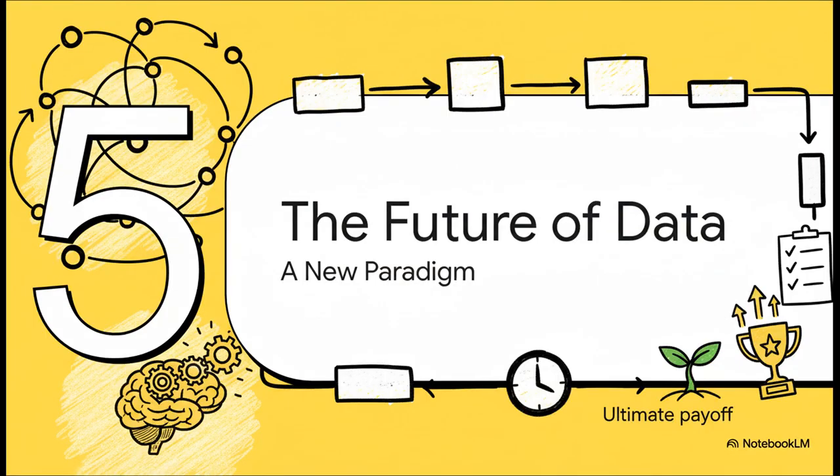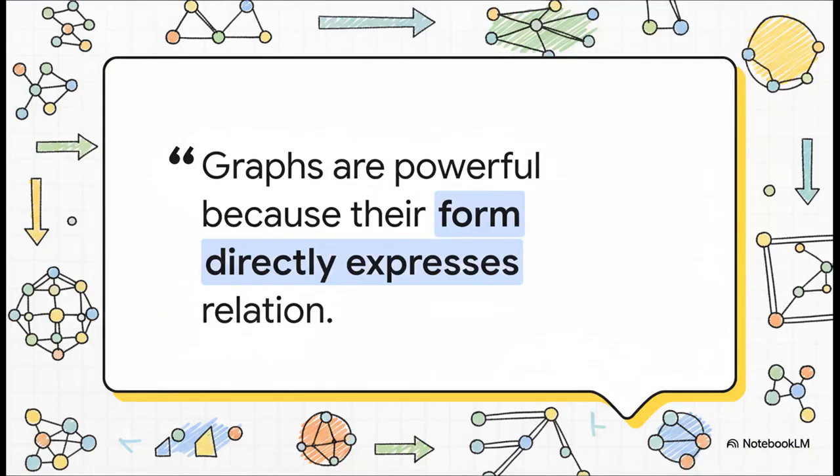So let's pull this all together. We've looked at the philosophy, the architecture, the process, and the incredible discipline behind it. What's the big payoff? Why go to all this trouble to think about data in a completely new way? Well, it all comes back to this core idea. By translating information into its relationships, we can understand it on a much deeper level. And it turns out, graphs are the perfect way to do this, because with a graph, the very shape of the data, the structure itself, is the meaning. The form directly expresses the relationship.